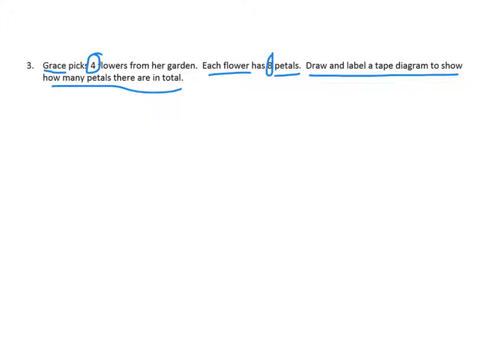Now, for this one, if you would like to draw a tape diagram, you may. However, if you just want to draw flowers, you can do that too. So the beginning part says that Grace picks 4 flowers from her garden. So I'm going to go ahead and draw 4 flowers. And it says that each flower has 8 petals.